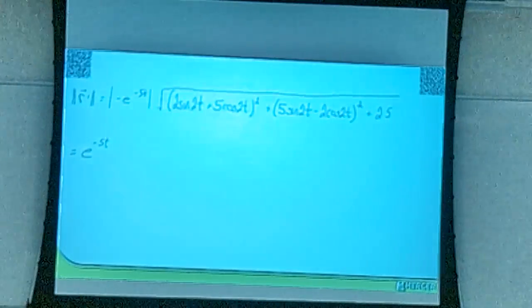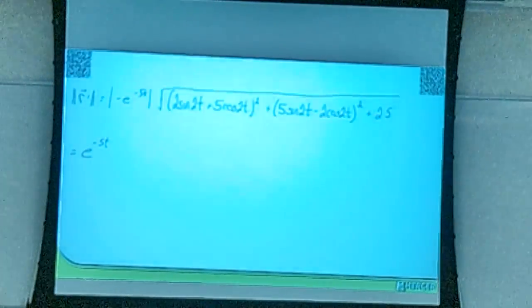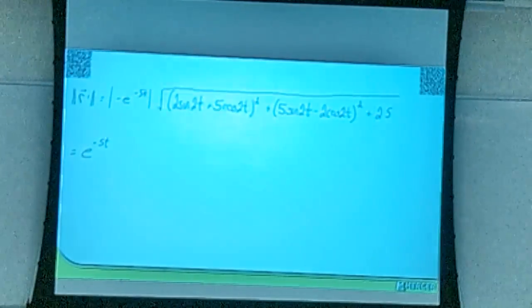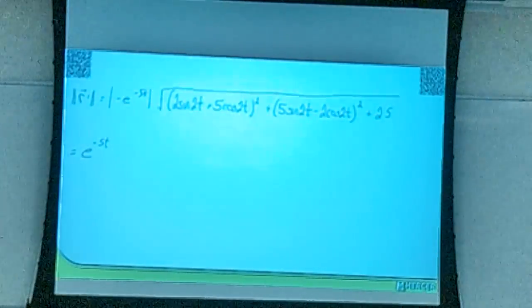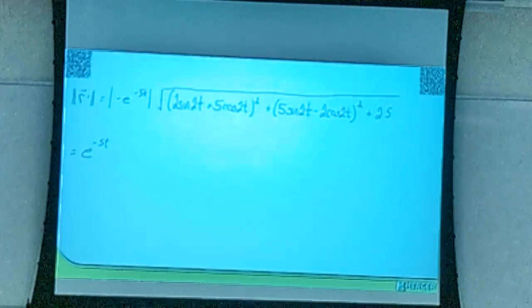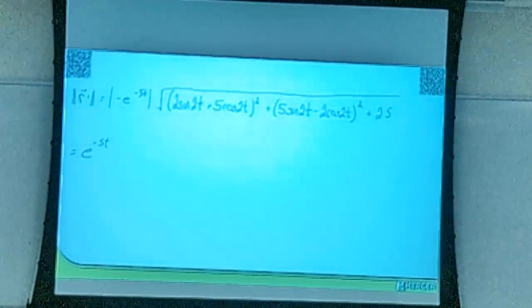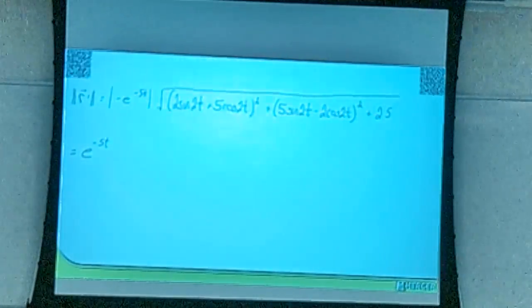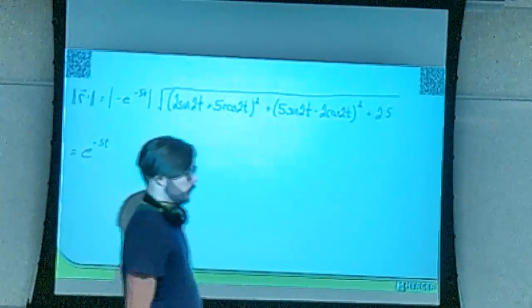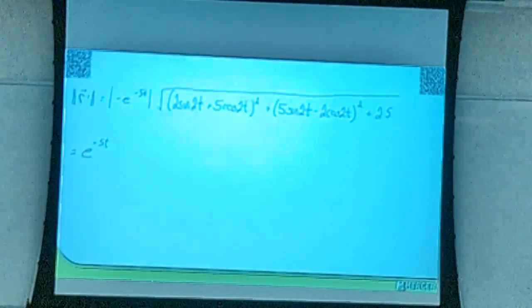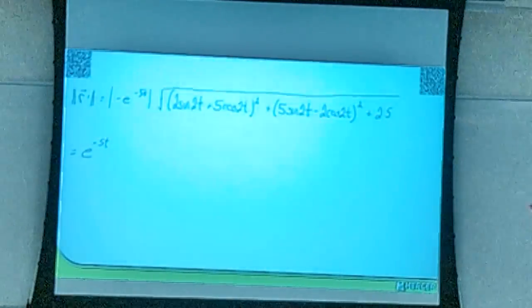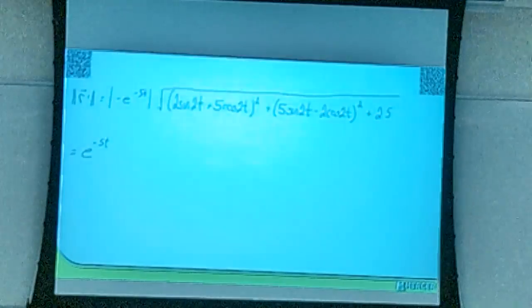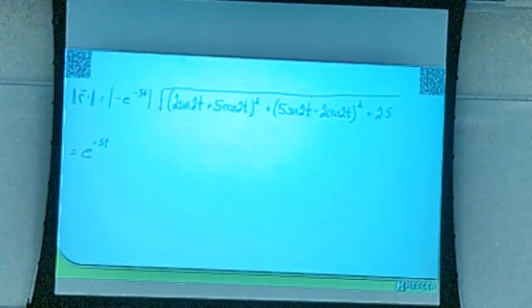Isn't e to the negative 5t positive for all values of t? Because it's 1 over e to the 5t. So that's always positive, so you can just drop the absolute value. If that was absolute value of negative 5t, that would be 5 times absolute value of t, because t could be positive or negative, right? You don't know. But because it's e to a power, you know it's always positive. So you can just drop the absolute value.